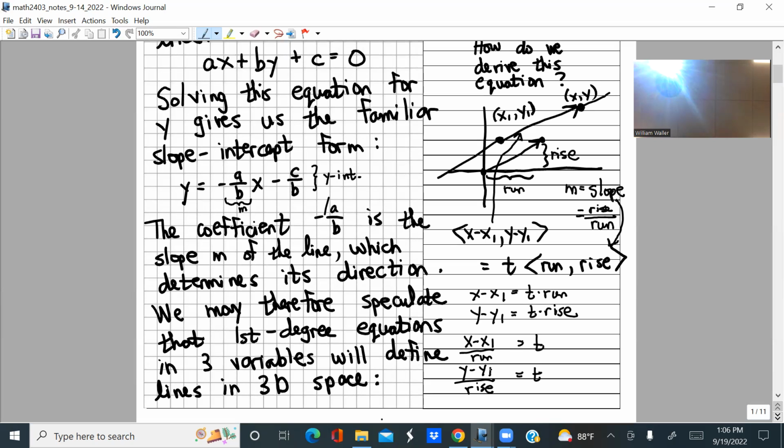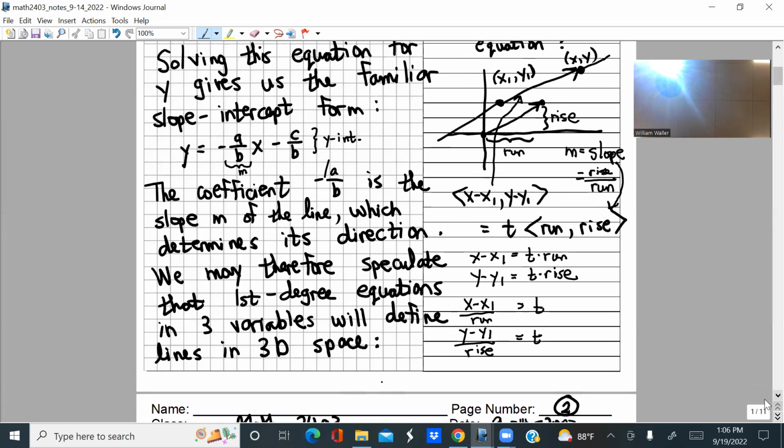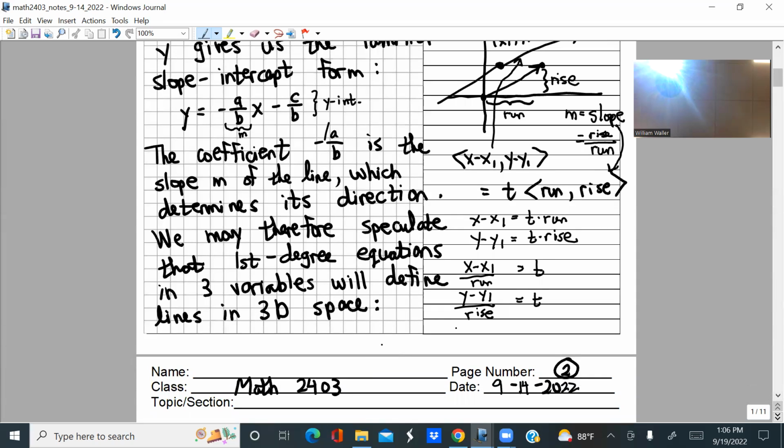So what about these 2 things? They're equal, right? Let's set them equal to each other. So we have x minus x1 over the run is equal to y minus y1 over the rise.